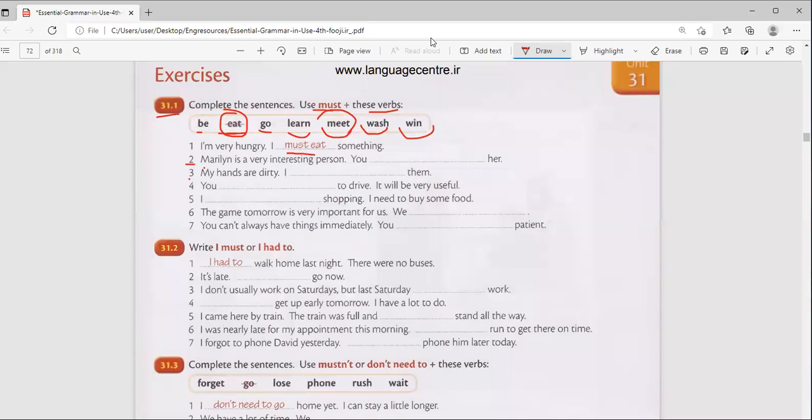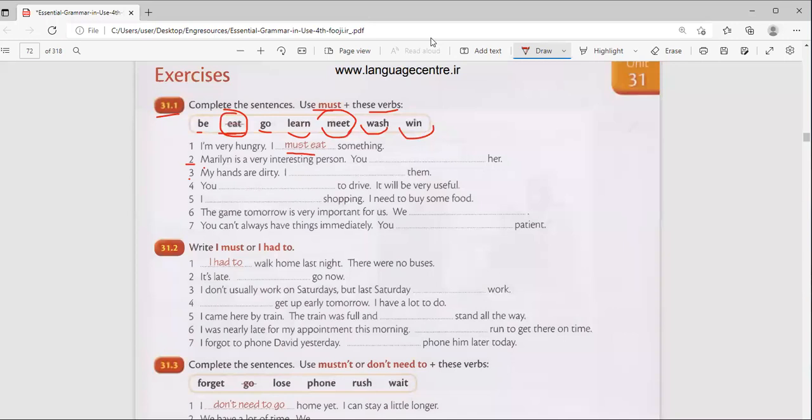Number 6, the game tomorrow. Maybe football. The game tomorrow is very important for us. So you say we. Okay, who is going to help? Yasin? The game tomorrow is very important for us. We must win. Yeah, we must win.